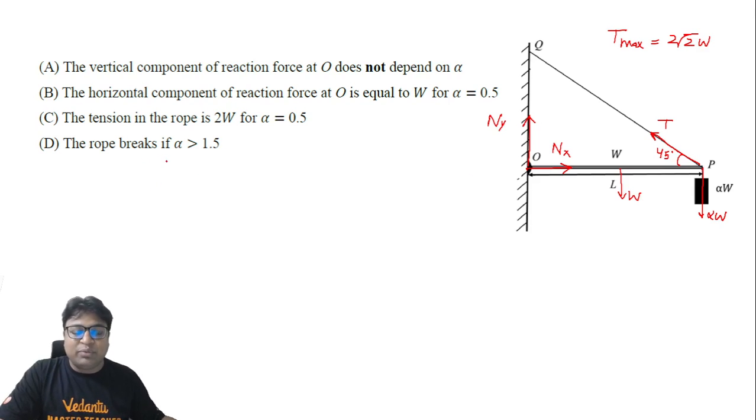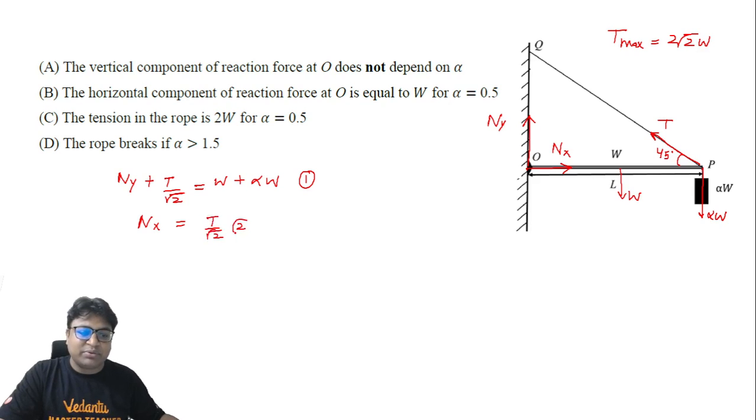Now going by the vertical equilibrium, I can write Ny plus T sin 45, which will become T by root 2. These two should be equal to W plus alpha W. This becomes equation number 1. Now going by horizontal equilibrium, we will write Nx is equal to T cos 45, so that is T by root 2. That will become equation number 2.